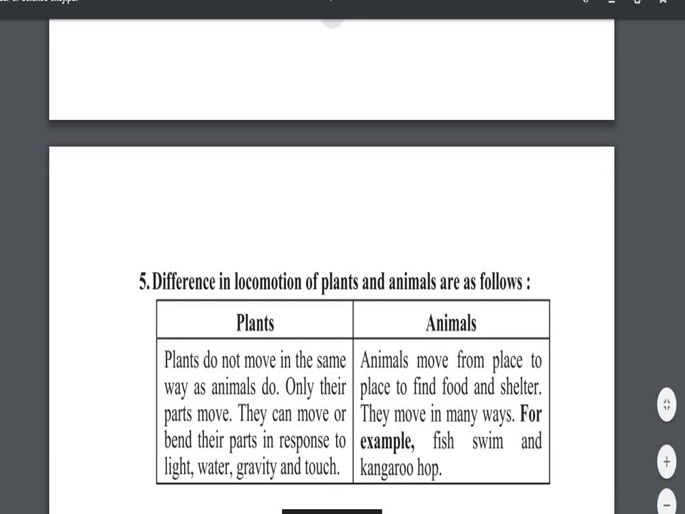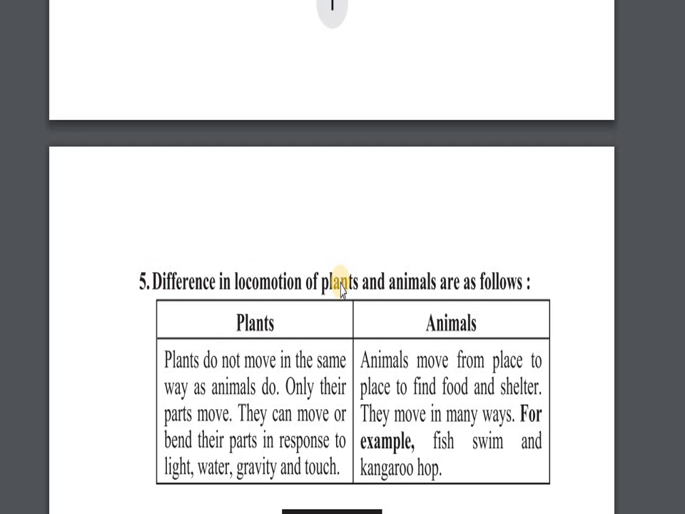Fifth question is, how are plants and animals different in locomotion? Answer: differences in locomotion of plants and animals are as follows. Plants do not move in the same way as animals do. Only their parts move. They can move or bend their parts in response to light, water, gravity and touch. Whilst animals move from place to place to find food and shelter. They move in many ways. For example, fish swim and kangaroo hop.